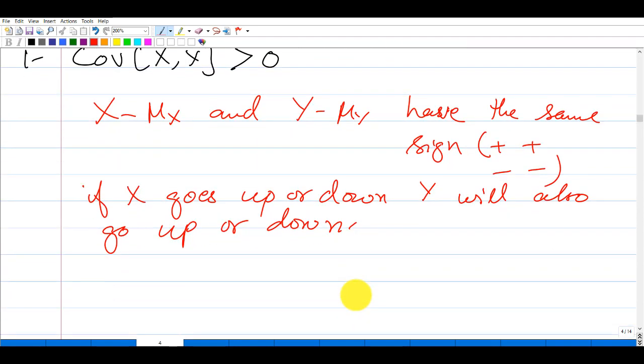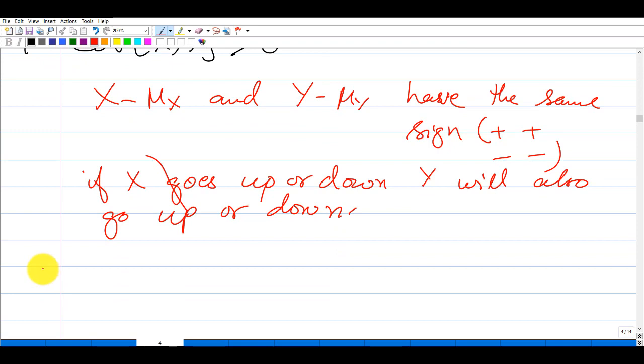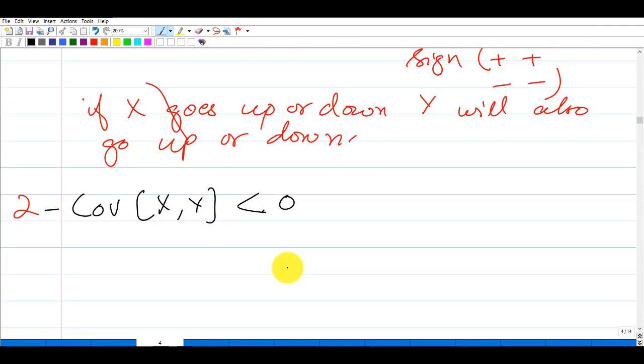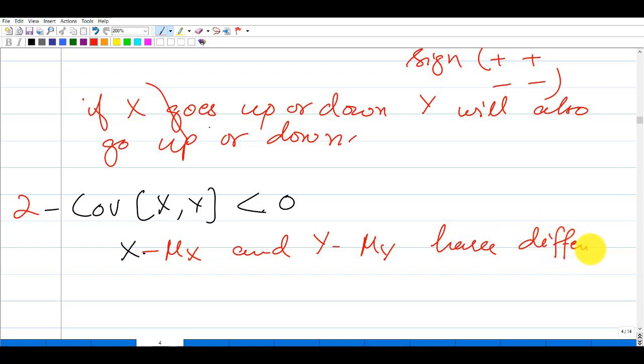So similarly, we can have the second case. In the second case, we can see that the covariance of xy is less than 0, meaning it's strictly negative. For it to be negative, it simply means that x minus mu x and y minus mu y have different signs, meaning it could be plus minus or minus plus.